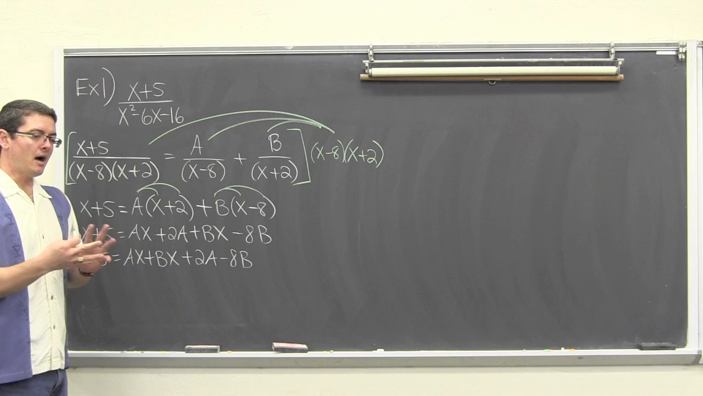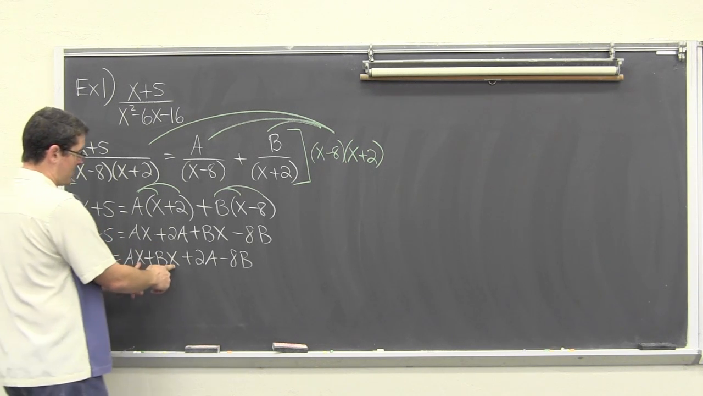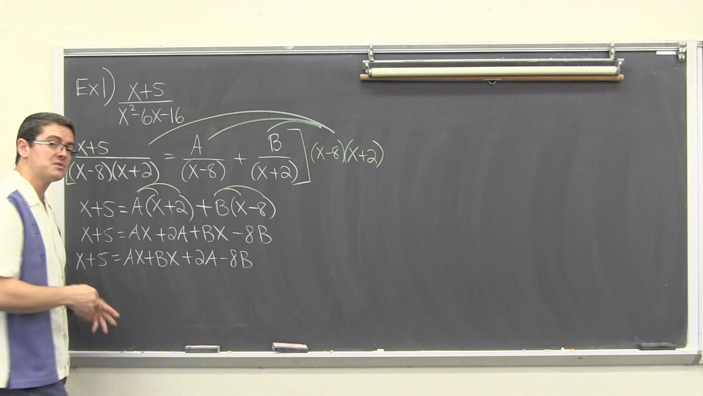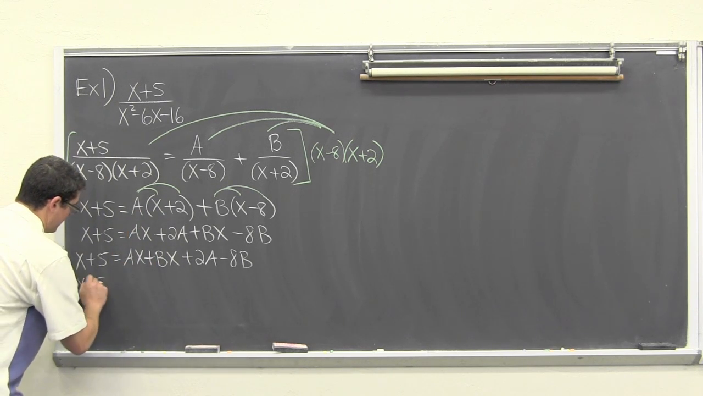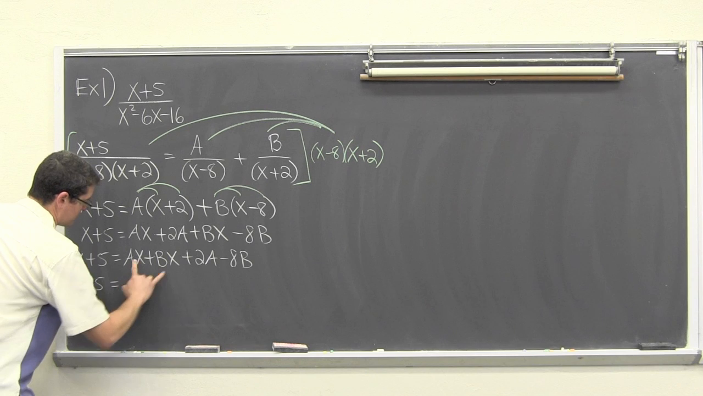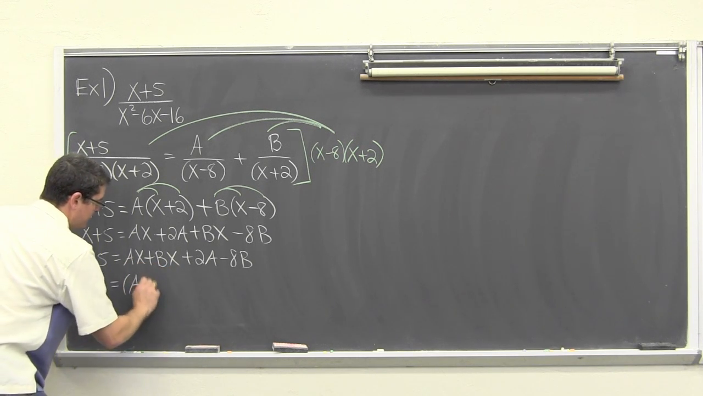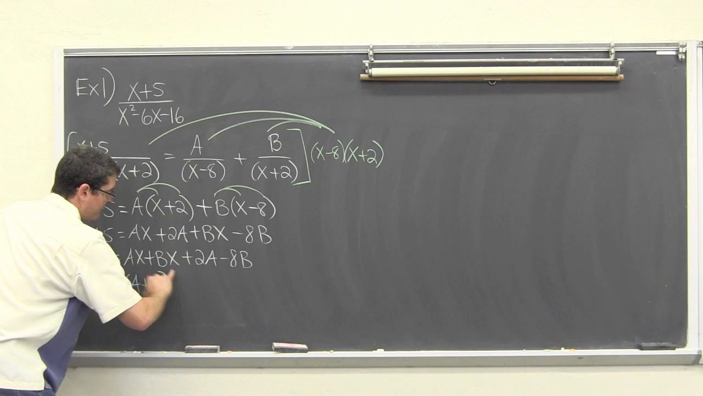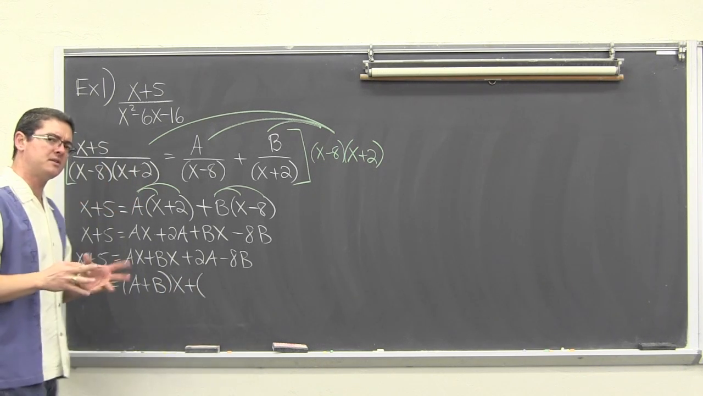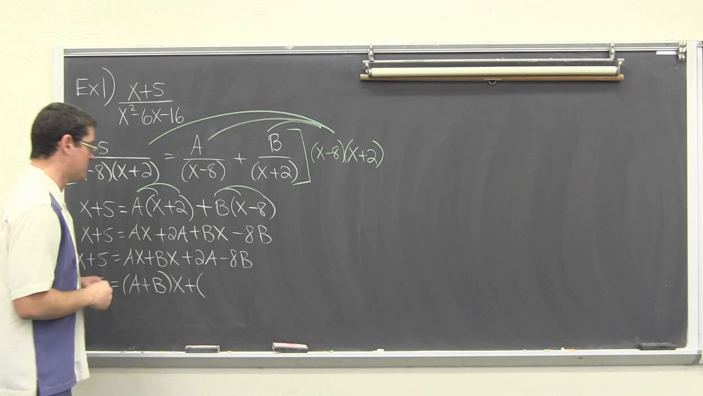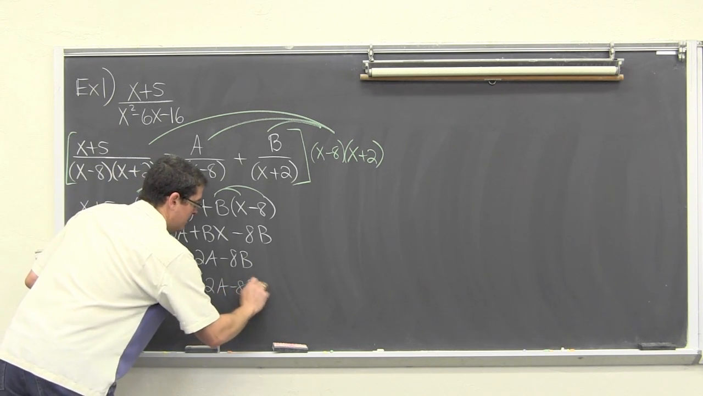Now, I need to get it written so that I can match up the coefficients. Anytime you have terms with matching factors in them, those need to get factored out. So now we have x plus 5 equals, I'm going to take this x out of these first two terms and get a plus b, factor out the x, so it's times x plus, and I'm just going to use these parentheses here to group up the constants and really point them out to you, 2a minus 8b.